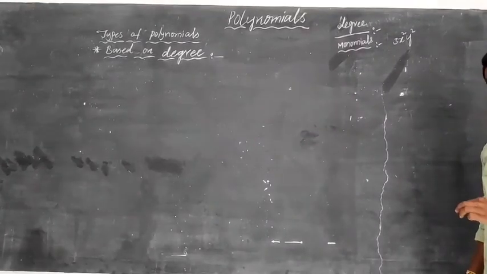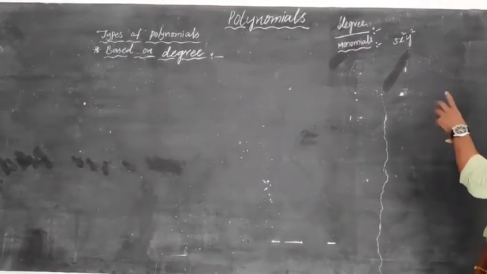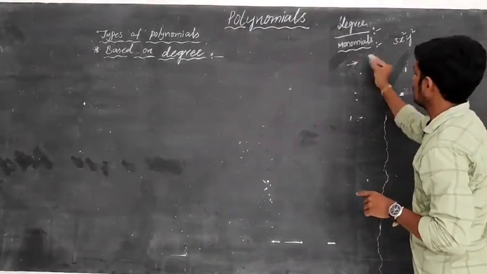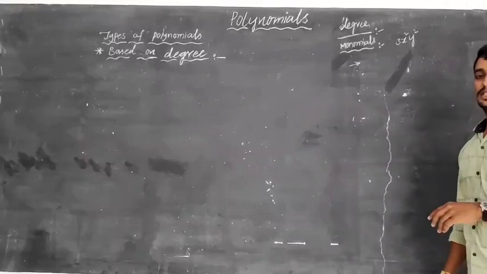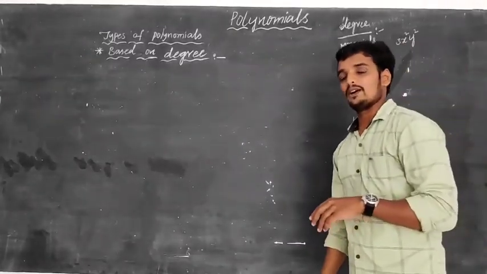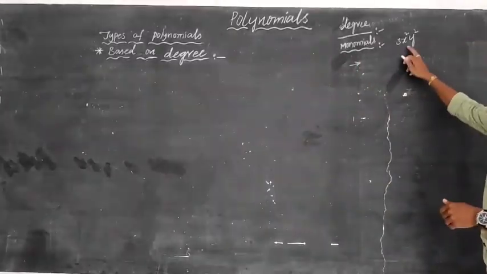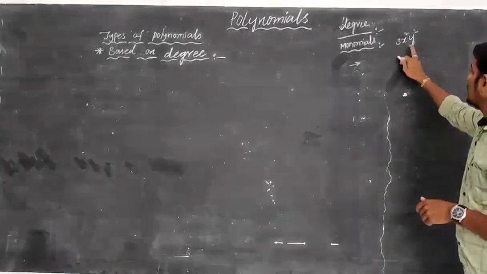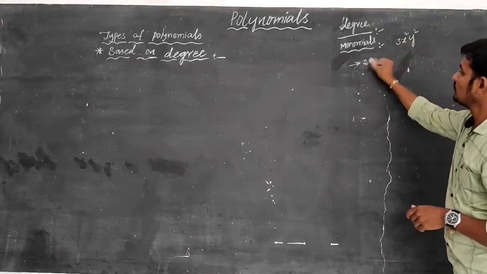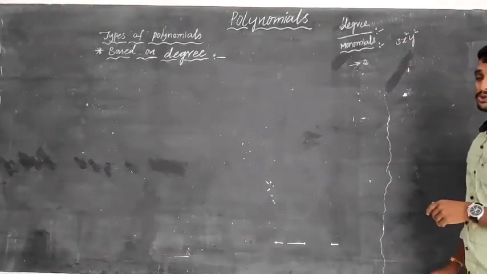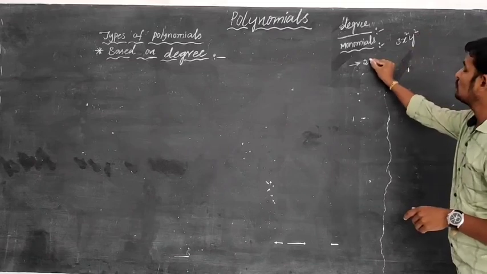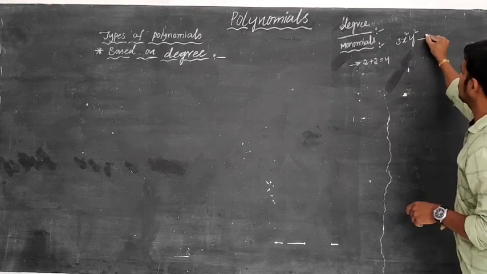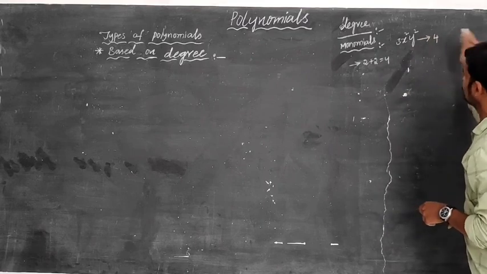Is this a monomial? Yes. So now we are finding the degree of this monomial. The degree of a monomial is the sum of exponents of the variables. What are the variables here? Two variables, x and y. X has an exponent 2 and y has an exponent 2, so we have to add these two. 2 plus 2 is equal to 4. So the degree of this monomial is 4.